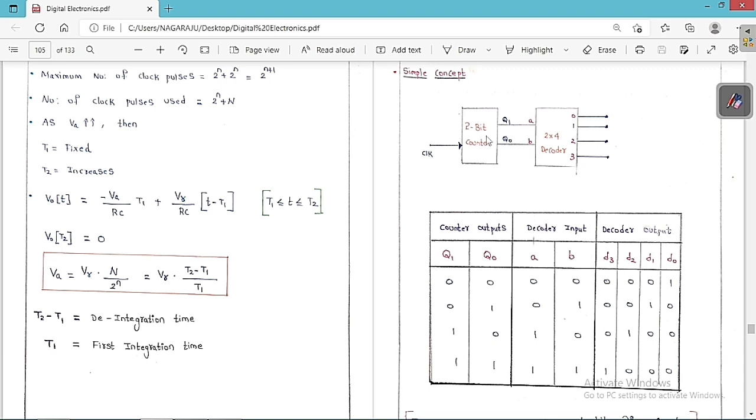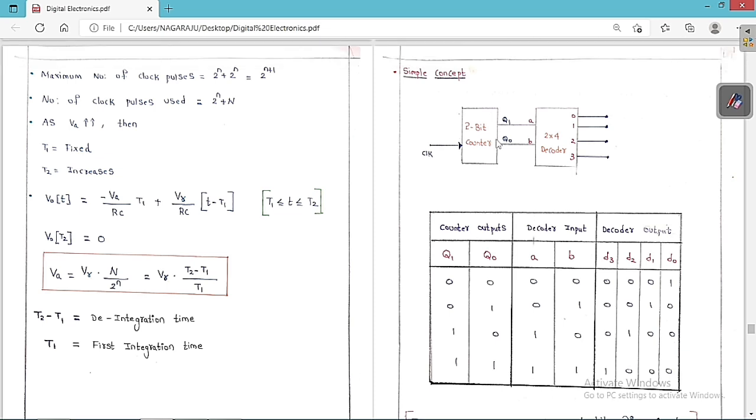So it's a combination of a counter and a decoder. Now I want to see what the counter outputs are. These are the counter outputs. It's a 2-bit counter, so this is the MSB and this is the LSB. The counter is going to do the counting operation. Let me assume this is the up operation, or you can say upward operation. So up counter: 0 0, 0 1, 1 0, 1 1.